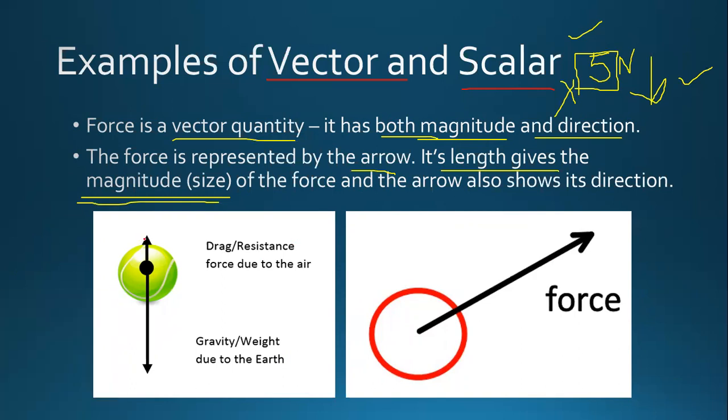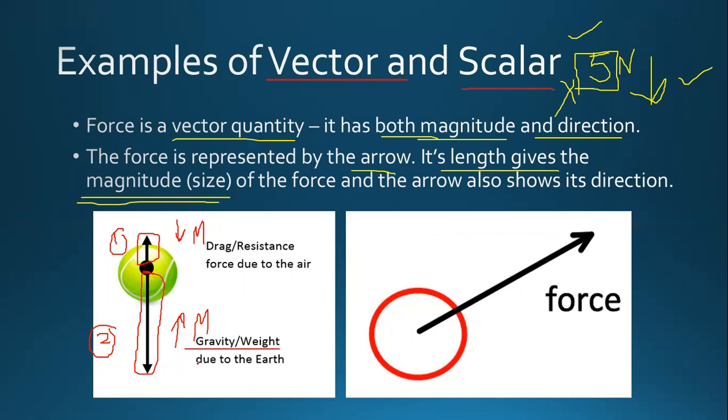For example, in this diagram, if you look at the size of the arrow, this is your force 1 and this is your force 2. Now, if you look at the size of the arrow, this one is a small arrow and this arrow is a little larger. Now the large arrow indicates a high magnitude of force and the small arrow indicates a low magnitude of force.